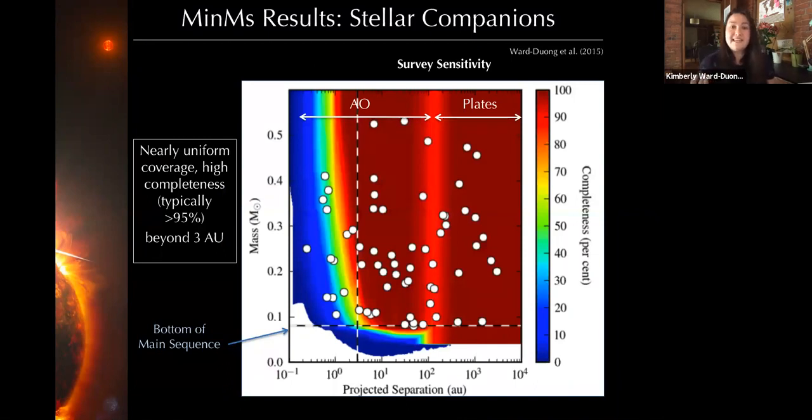What you can do with this then is look at the sensitivity of our survey and plot the mass of the companion. So how sensitive were we to actually being able to see a binary all the way down to the bottom of the hydrogen burning main sequence as a function of the separation of the binary, with all of the systems overplotted. And this showed us that we had nearly uniform coverage and completeness, all over 95% complete to binaries down to about 3 AU in separation from the star.